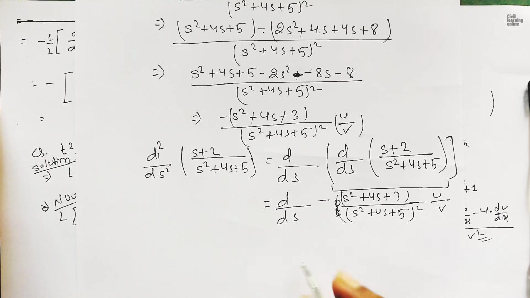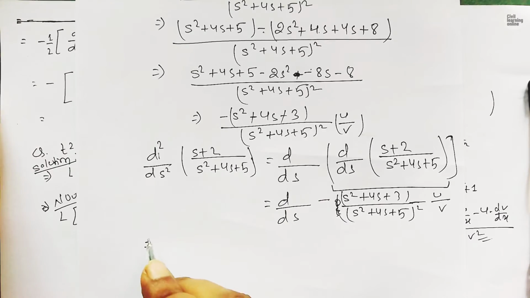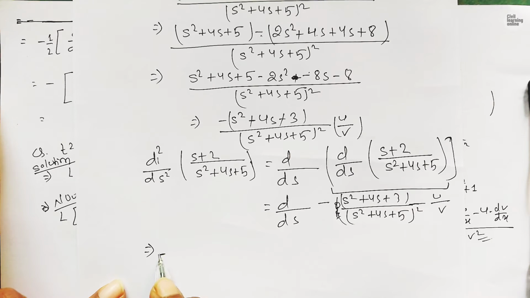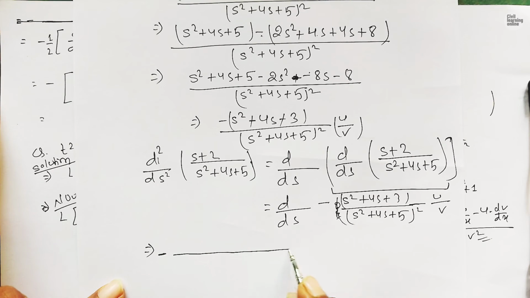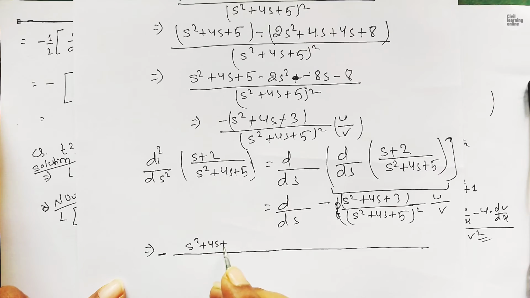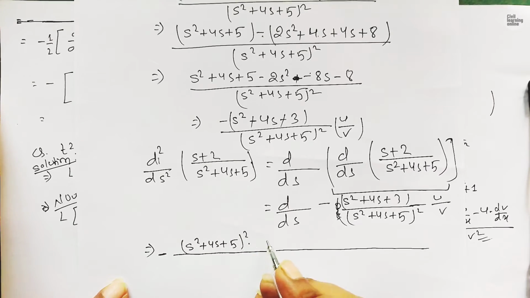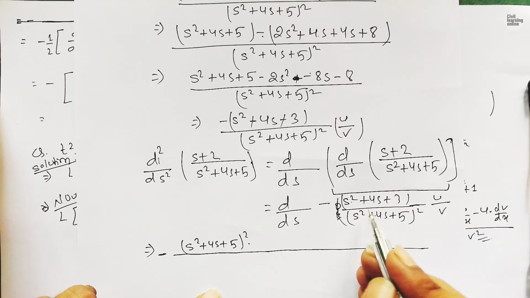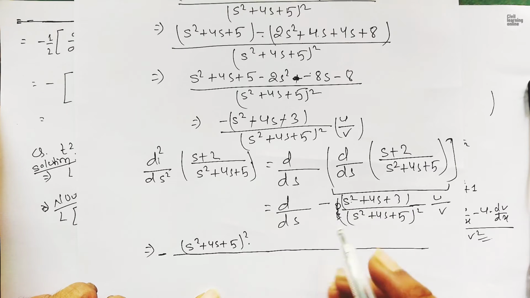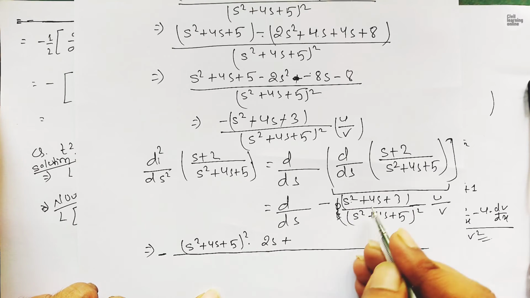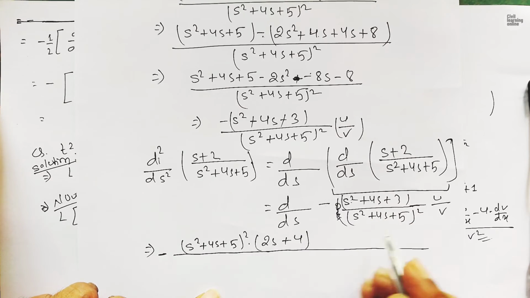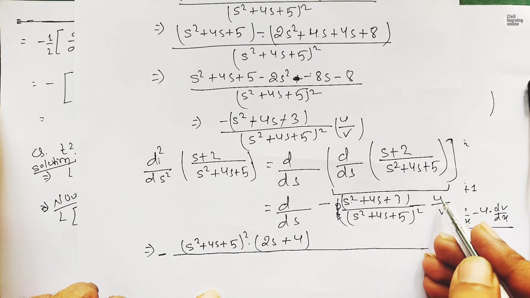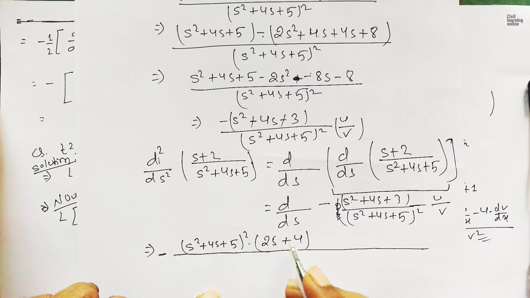So using that, the formula is going to be v times, so write the minus sign here in front of this division. So we have v times (s square plus 4s plus 5) whole square, times v times du upon ds, meaning the derivative of s square plus 4s plus 3. I am going to do this directly: the derivative of s square is 2s, plus the derivative of 4s is 4. This is the derivative du upon ds, the derivative of the u term.